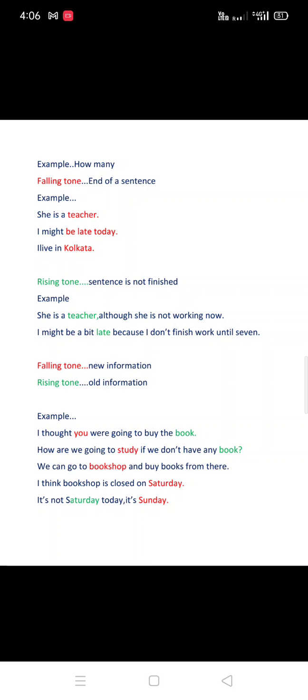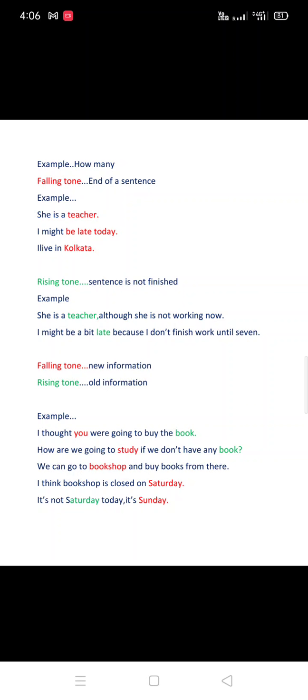Let's continue. Falling tone is also used to suggest new information or new ideas. Rising tone is used to suggest old information or old ideas. Like, what is a new idea and new information at first? Let me tell you. Suppose an idea or information is already mentioned. Okay, so that is old. If it is already mentioned or already told, then it is old.